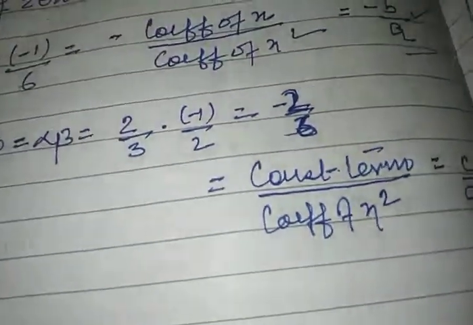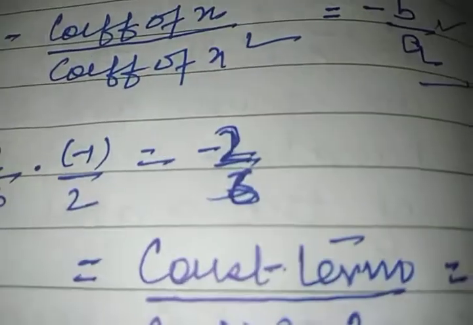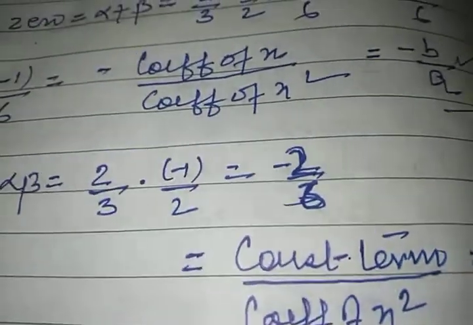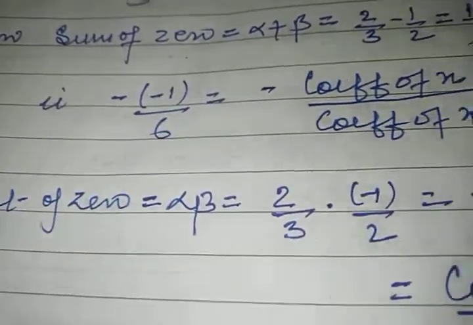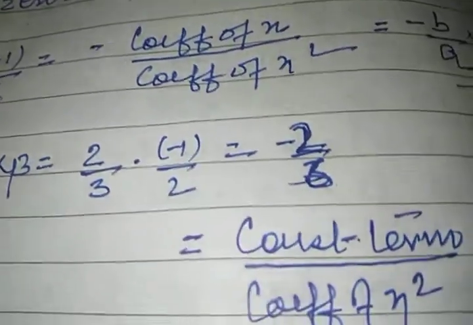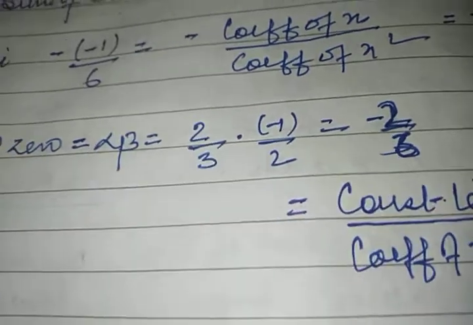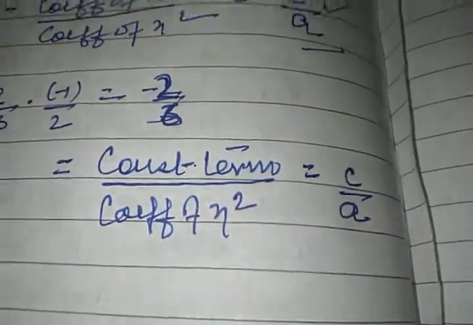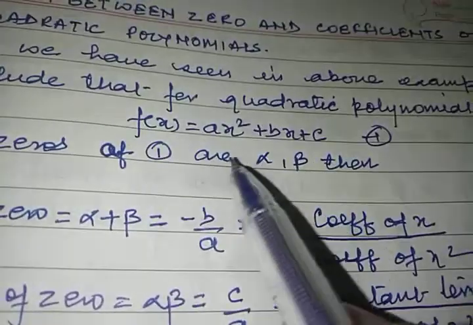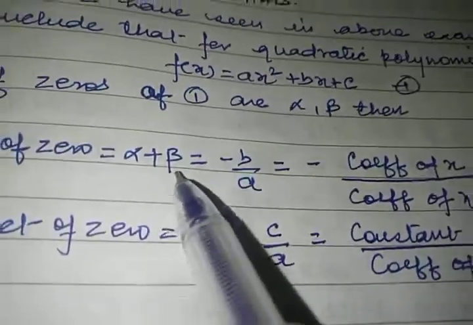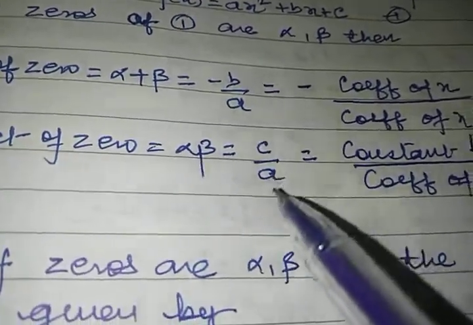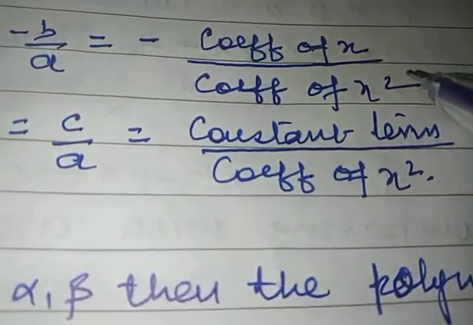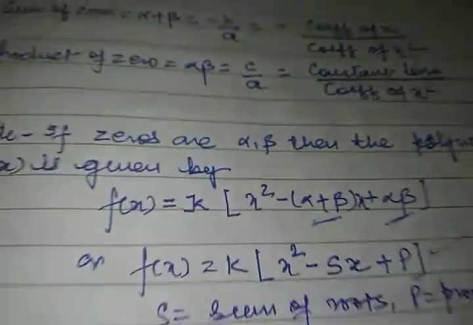So children, just remember that in a quadratic polynomial ax² + bx + c, the sum of zeros, alpha plus beta, is −b/a, and the product alpha beta is equal to c/a. I have mentioned that here: alpha plus beta is equal to −b/a, alpha beta is equal to c/a, the constant term upon the coefficient of x².